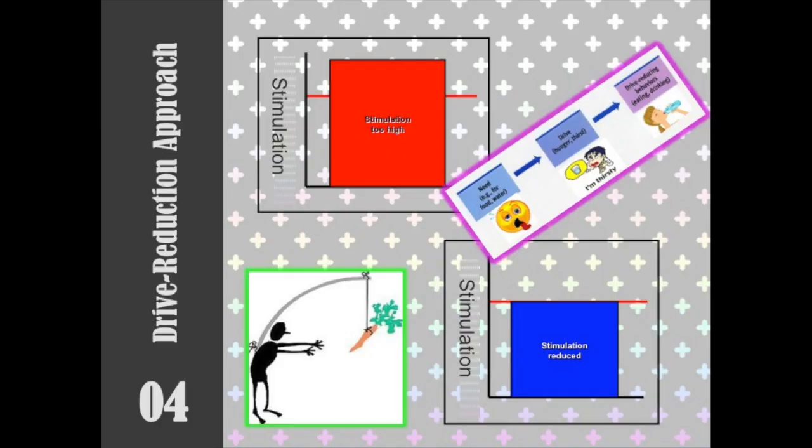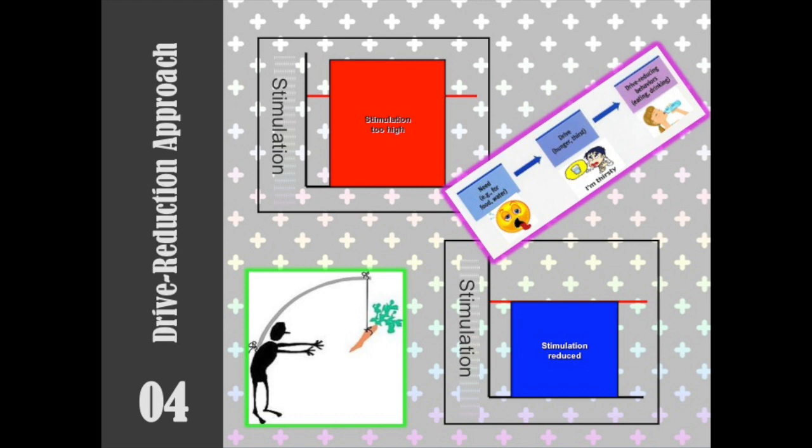The drive reduction theory of motivation is the next theory that we're going to take a look at. And basically, this theory suggests that if you have a lack of a basic biological requirement, then this produces a drive to obtain that requirement. And it's an approach to motivation that assumes that behavior arises from psychological needs that cause these internal drives to push us to satisfy the need, which ultimately will reduce the tension and the arousal that comes from wanting something or desiring something or needing something.